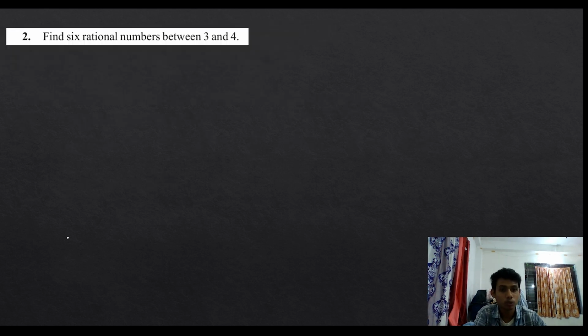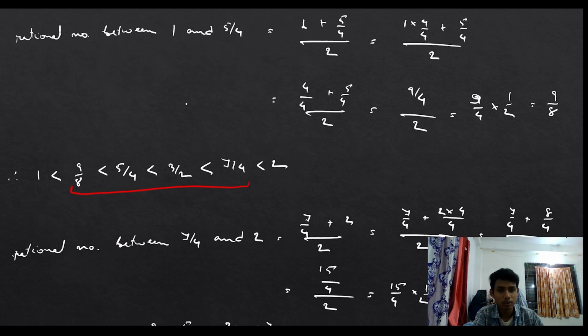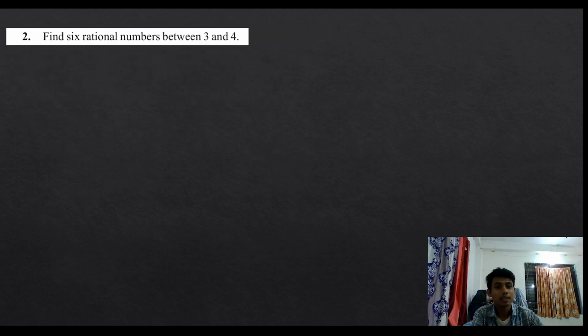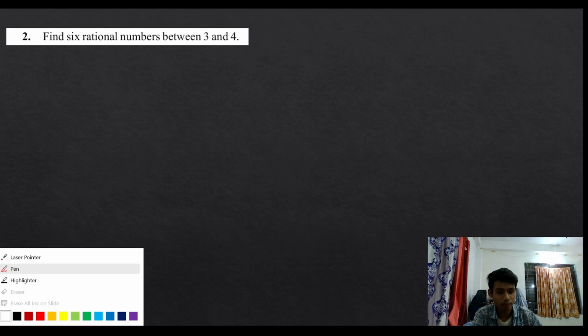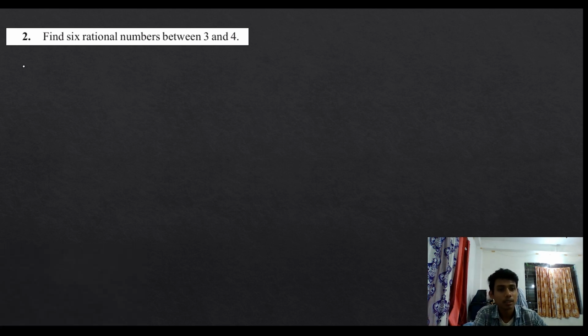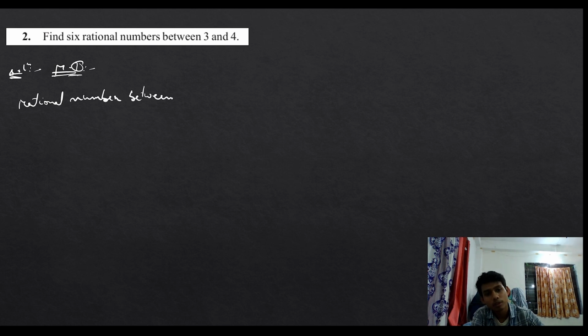Now comes question number 2. Again, similar format to example number 2 that we have done here. Find 6 rational numbers between 3 and 4. First, I will do it by method 1, that is the longer method. Rational number b/w, which is the short form of between, you can remember that.